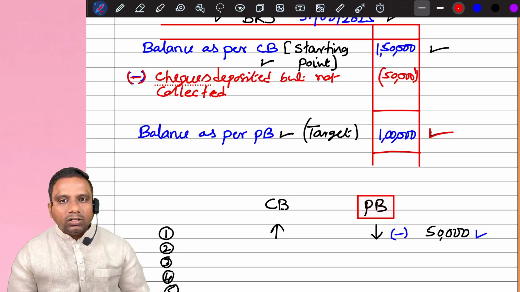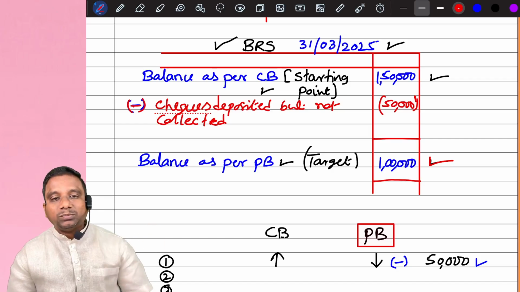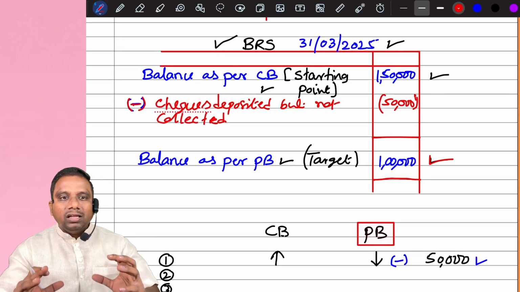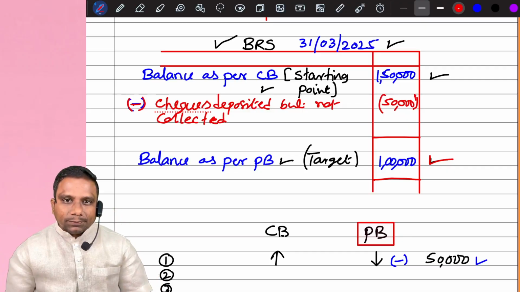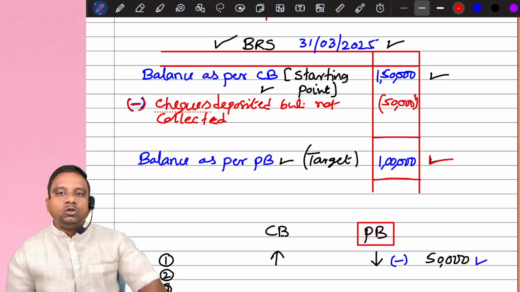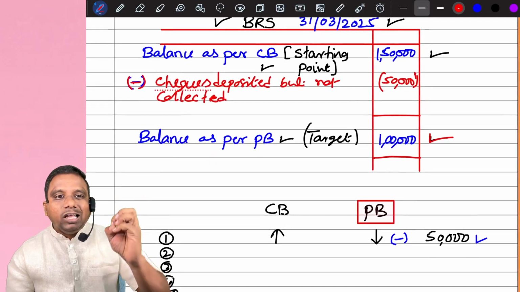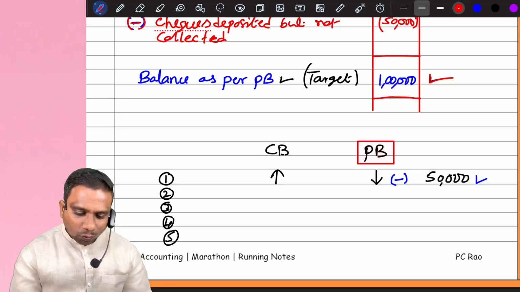I already said the difference of cash book and passbook balance, bank balance as per cash book and passbook, may be because of one reason or multiple reasons. And it is not possible to see multiple reasons' effect on cash book and passbook. So we are taking one point. By taking one point, here we are preparing a small working note.